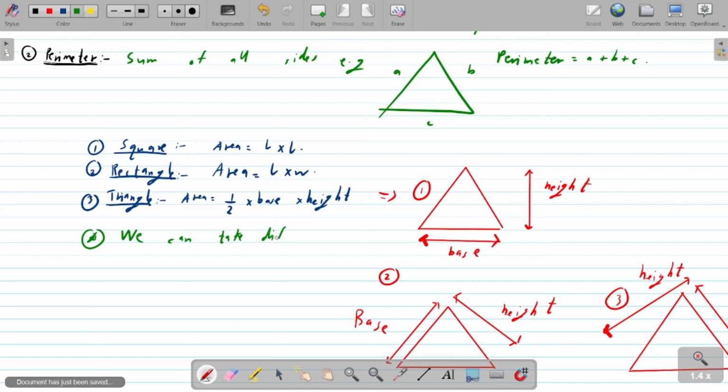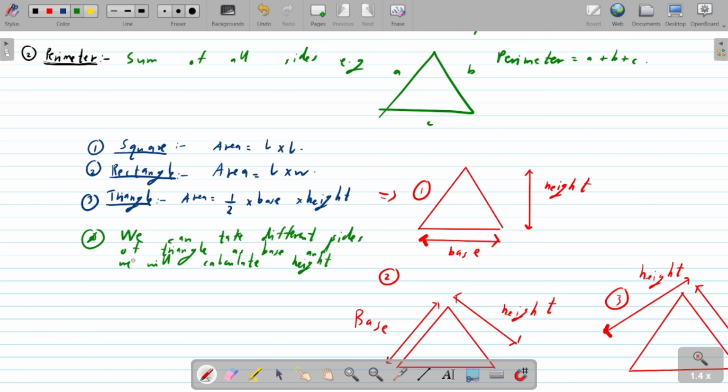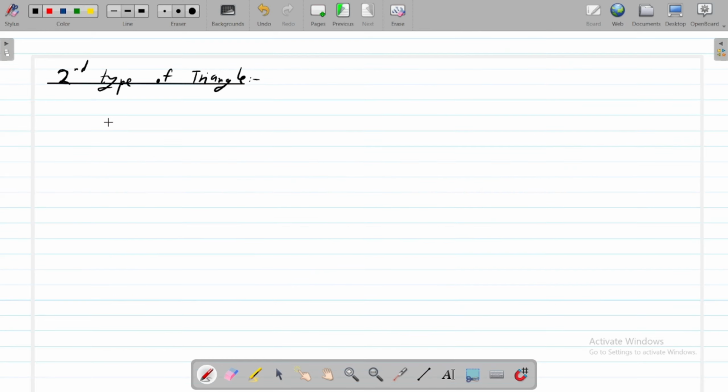We can take different sides of the triangle as the base, and we will calculate the height based on that, by measuring the distance from top to bottom, or vice versa. Yes.